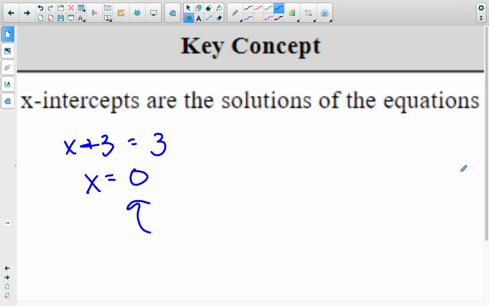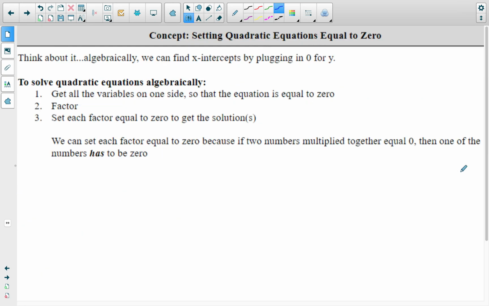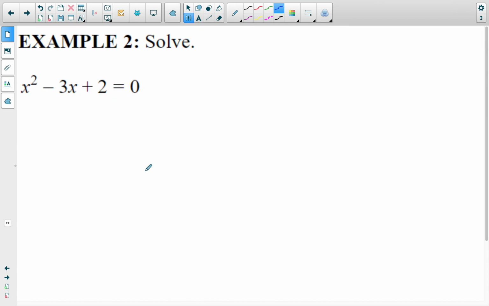Algebraically, we will do this by plugging in 0 for y, and we're going to build on this in the next section. But here's a process. We're going to get all variables on one side so that the equation is equal to 0. That is very, very important. Put a star by that. Then we'll factor. Factoring is going to come back. You might need a little practice with that if you've forgotten how to do it. Then we're going to set each factor equal to 0 to get the solutions. We can do this because if two numbers multiplied together equal 0, then one of the numbers has to be 0. So let's see what this looks like in an example.